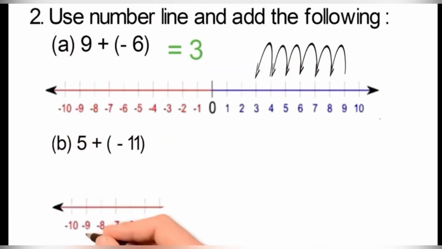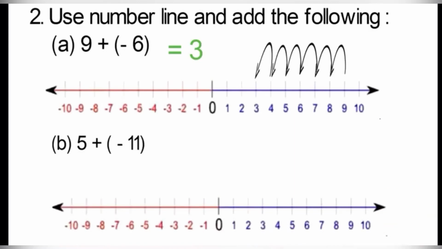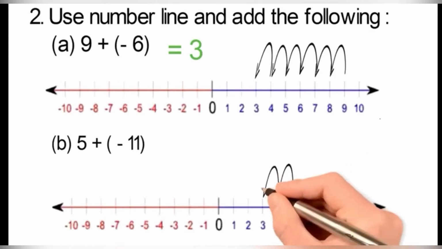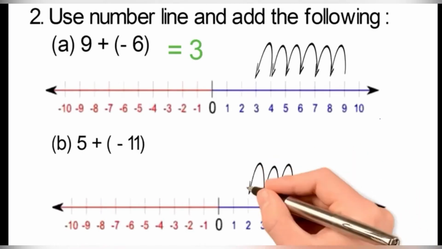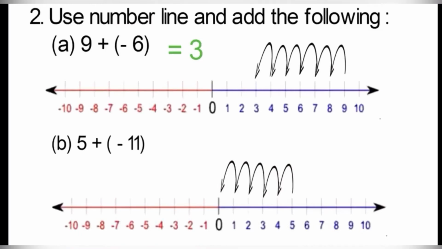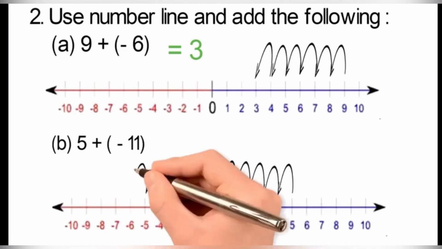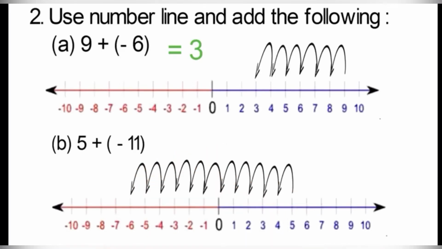Easy. 5 plus minus 11. If you open the bracket, plus minus will be minus. 5 minus 11 will give you answer minus 6 because the greater number is having the negative sign. So from 5, you are going to jump 11 times towards the left hand side because you are going to subtract the number. So you reach on the number minus 6. So your answer is minus 6 for this question.